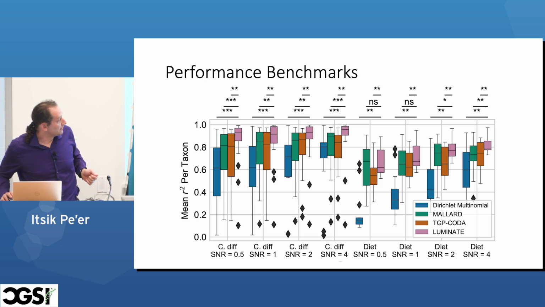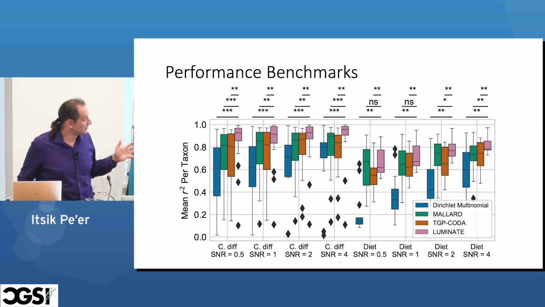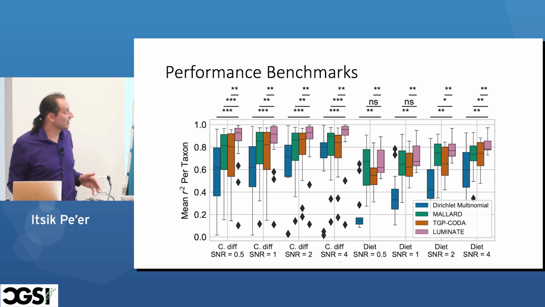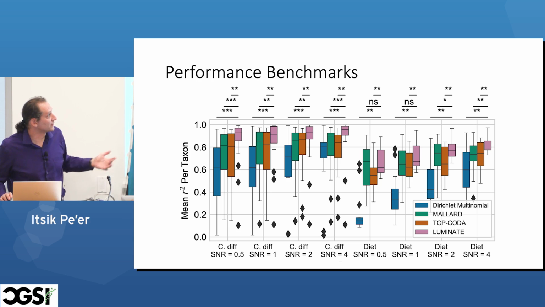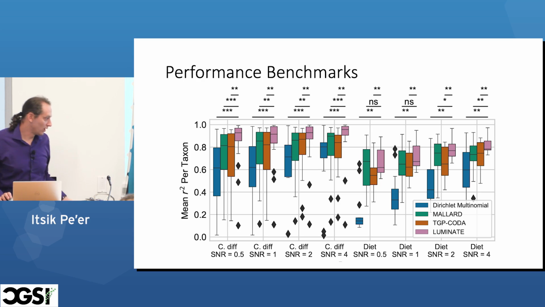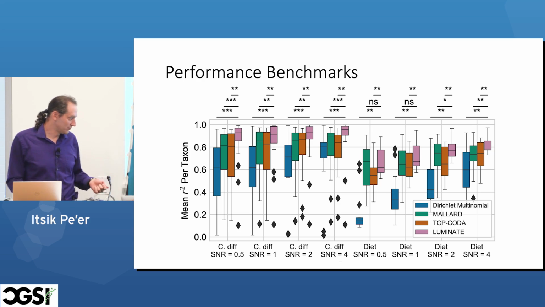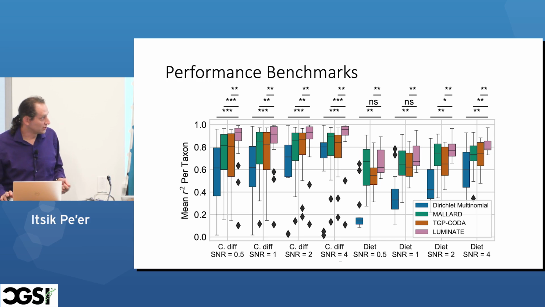Red and green are Mallard and TGP Coda, other methods that are trying to offer similar kinds of models for this task, and we're doing significantly better across most of the time of the simulation models. So noise simulation models added onto two distinct data sets. One that describes infection by C. difficile, a common hospital infection, and another that models change in diet.